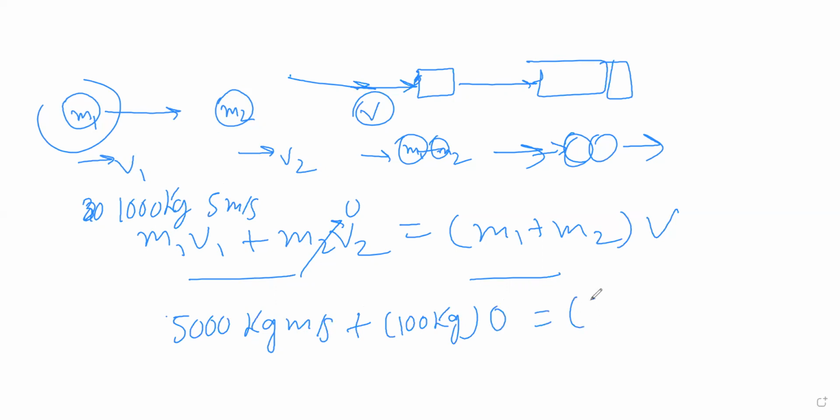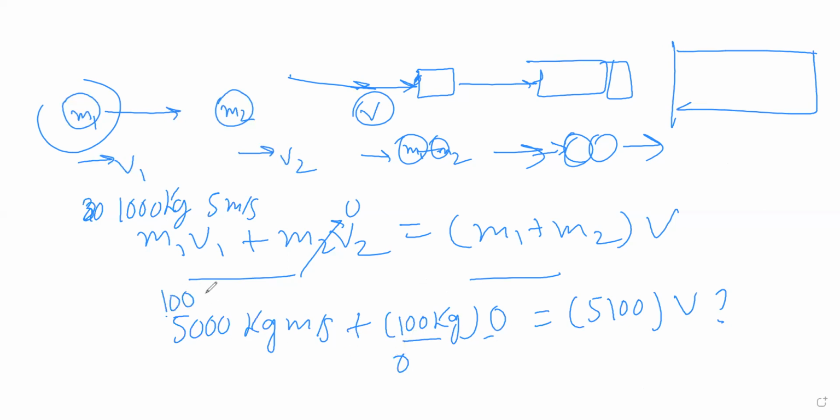So what will be this? 5000 plus 100, right? And what is the V? We can easily calculate this. How? Both sides should be the same, right? So here 100 into 0 is 0, and 1000 into 5 equals 5000.